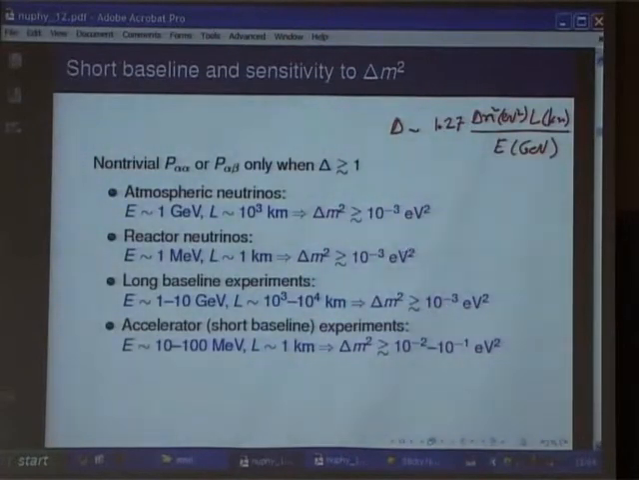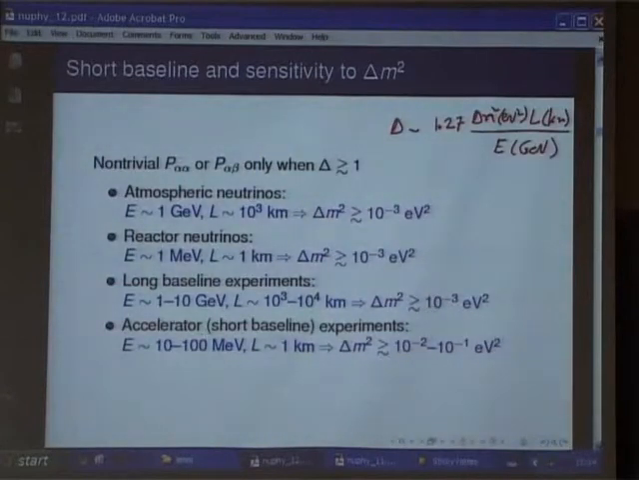Now, let's go to long baseline experiments. Here energies are like 1 to 10 GeV. Length is about 1,000 to 10,000 kilometers. And again, this means that delta n square should be more than 10 power minus 3 electron volts. This L by E actually cancels. 10 GeV and 10⁴ kilometers is 10 power minus 3. So again, in long distance experiments, to first order, we do not see the solar oscillations. We have to go to accuracy which is better than 1% if you want to see solar oscillations.